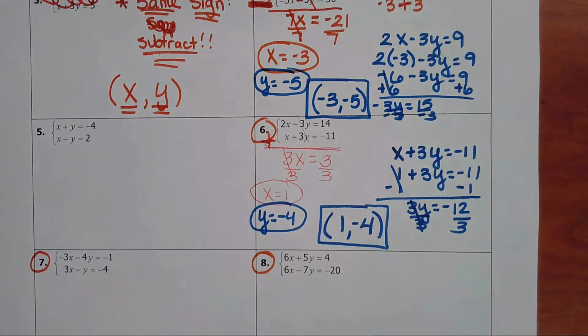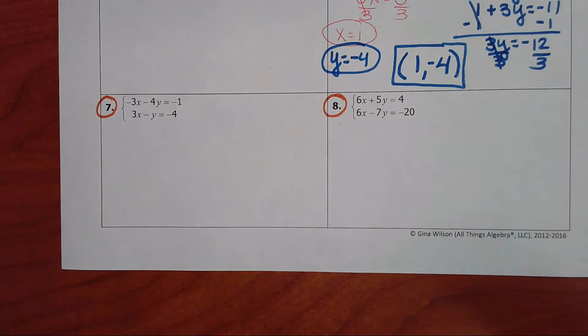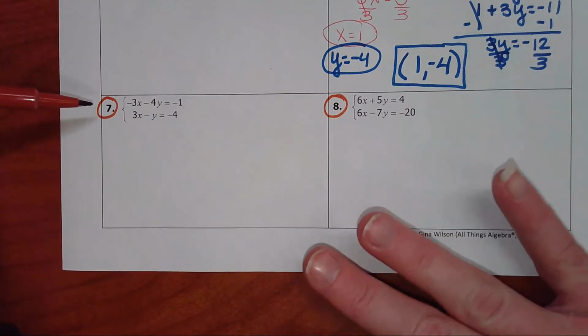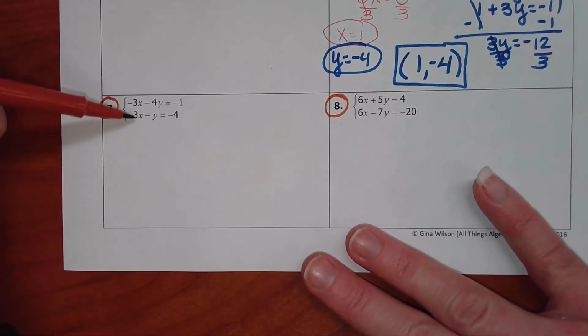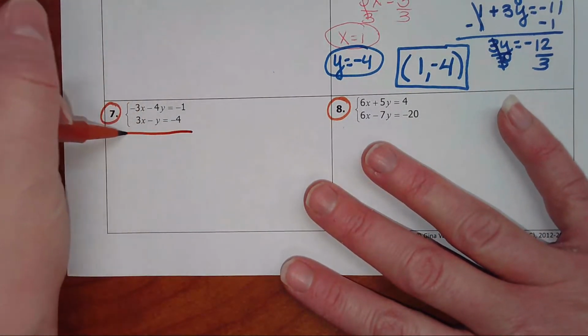Okay, let's look at another one. I've got 2 more. And I know that some of you already know what you're doing, but I do want you to make sure that you are watching this to really make sure you know what you're doing. So for this one, if you take a look here, my x's this time actually have the same number, so that is what I'm going to use to eliminate.